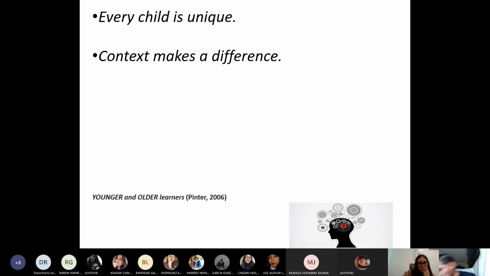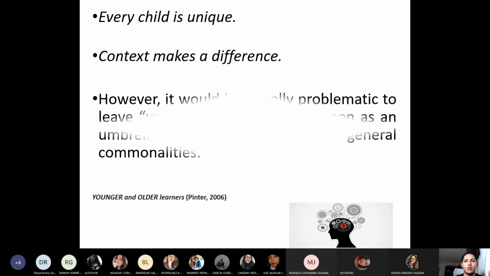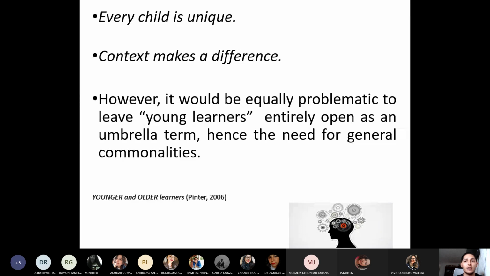Well, we have already covered the characteristics of young learners. Remember, we reached agreement regarding the individuality of people and how we came up with the conclusion that every child is unique, that the context may impact teaching and learning processes. And we're going to see how Pinter divides younger and older learners in a sec, okay?